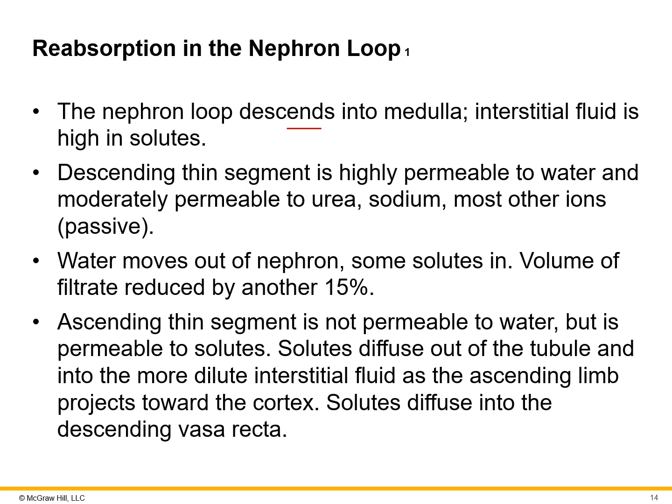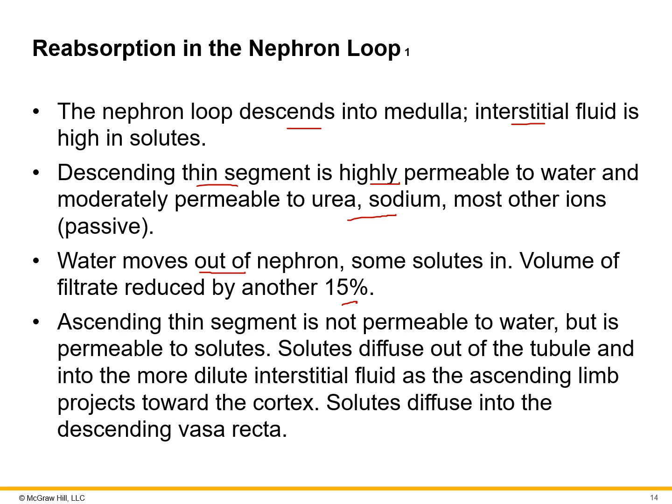So in the descending limb into the medulla, some of the nephrons go deep, others not so deep. But again, our interstitial fluid has a lot of solutes in there, so that descending segment is thin, very permeable to water, urea, sodium, as well as other ions through passive diffusion or facilitated diffusion. So we don't need energy for that. The water moves out of the nephron, so some solutes are coming in, reducing the volume by about another 15%, added on to the 65% that we just mentioned.